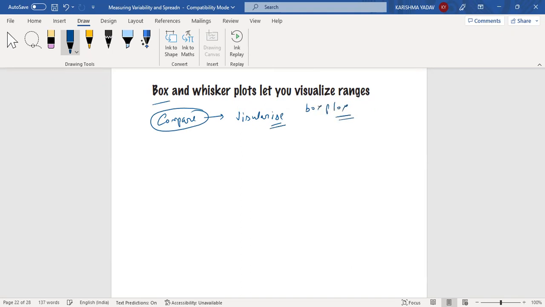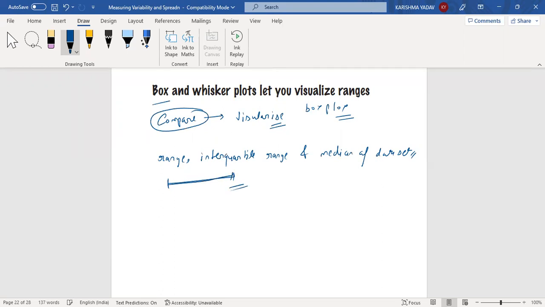So what the box and whisker plot does is show in the diagram the range, interquartile range and median of a data set. Now you can see that more than one set of data can be represented in a box plot.